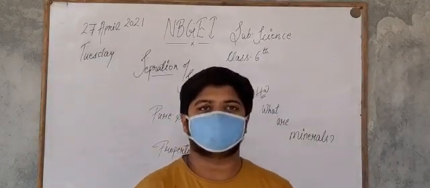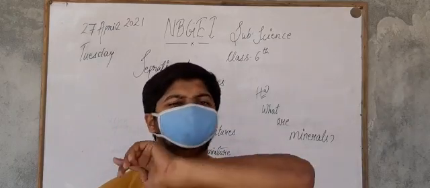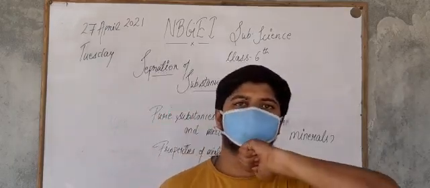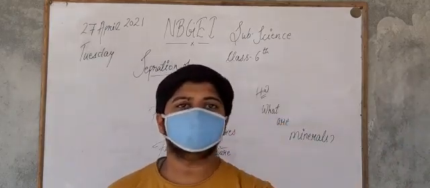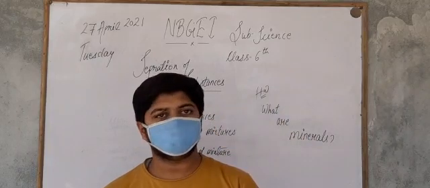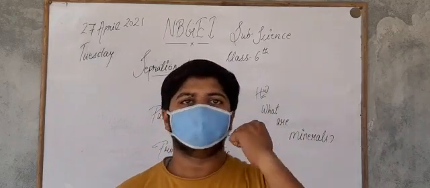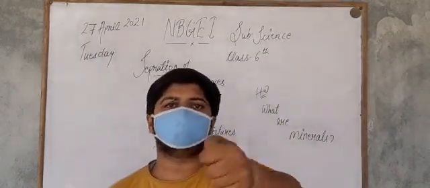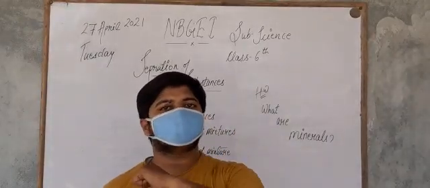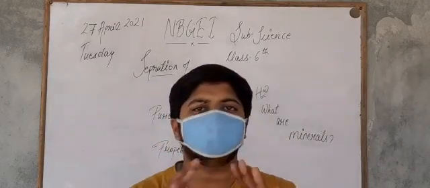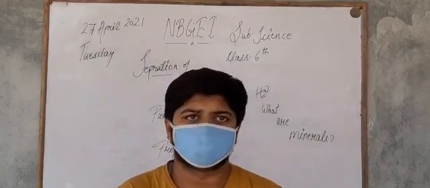Okay, now the first property: a mixture does not have a fixed composition. That is, the components of a mixture may be present in any ratio. Second point: the components of a mixture retain their individual properties. Third point: the components of a mixture can be separated by simple methods. You can easily separate these mixtures.